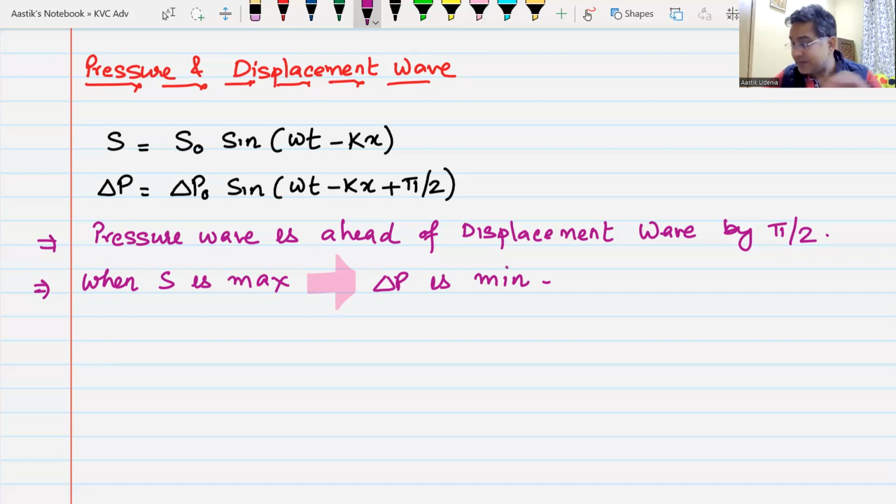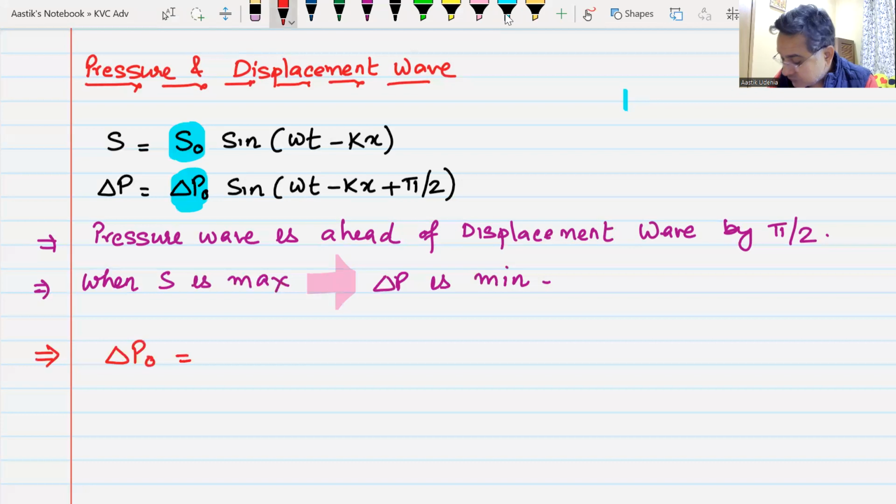Now, there is a relation between these two as well, and we will not go into deriving it because that is just a wasted exercise. First understand, then I'll give you time to write. You must remember this relation: delta P naught is equal to B k s naught.